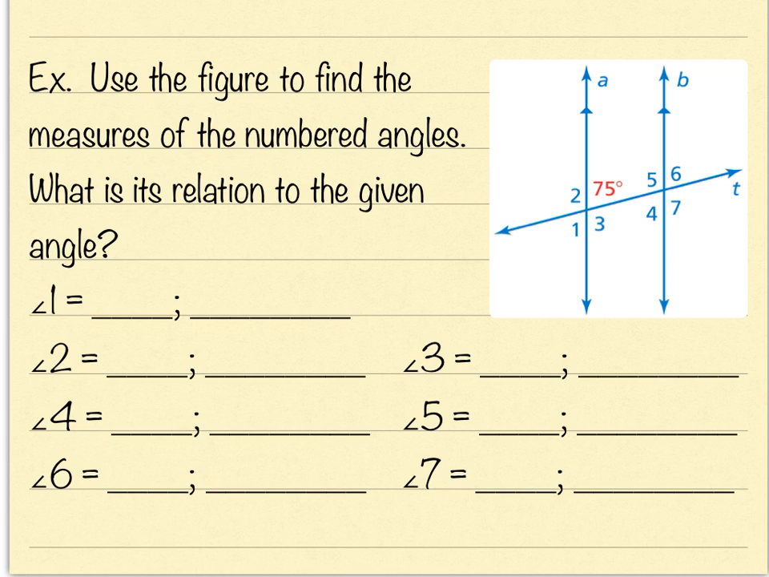This next example is going to give us a chance to use more of our vocab words here. It says, use the figure to find the measure of the numbered angles. What is its relationship to the given angle? And so angle 1 is going to be 75 degrees here.